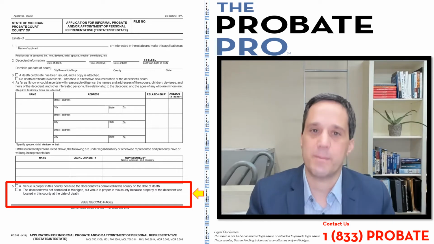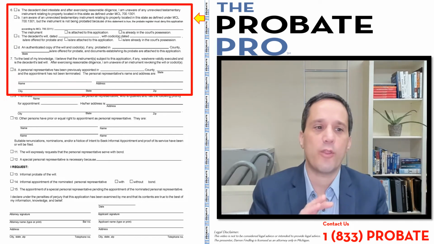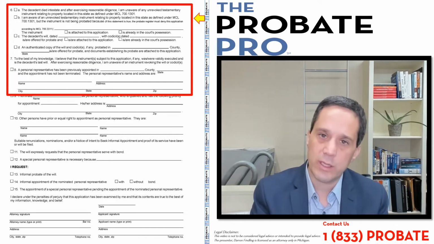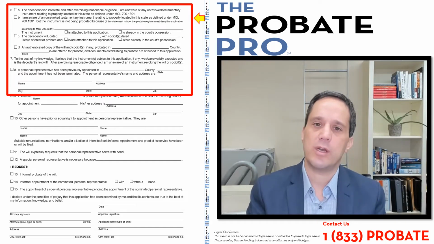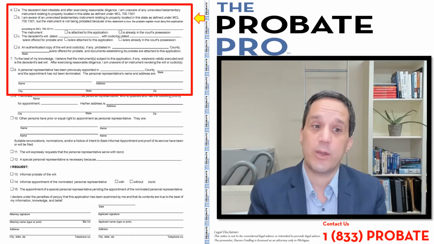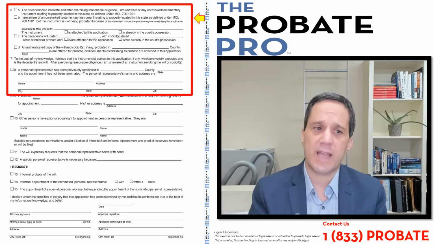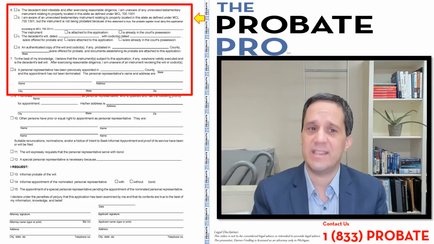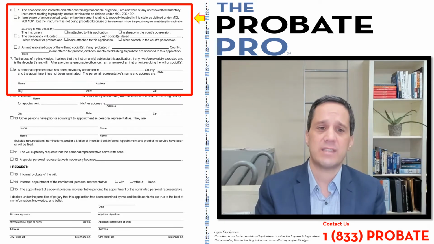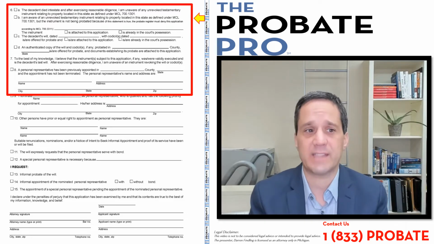Let's work our way onto the back side of the application. Again, a lot of information here about the will, whether there's a will or no will. And we use the term intestate to define when there is a person that died without a will, and testate with a will. So this concept under Section 6A: the decedent died intestate, and after exercising reasonable diligence, I'm unaware of a testamentary document. That's 6A.